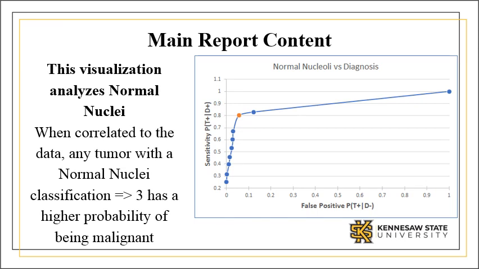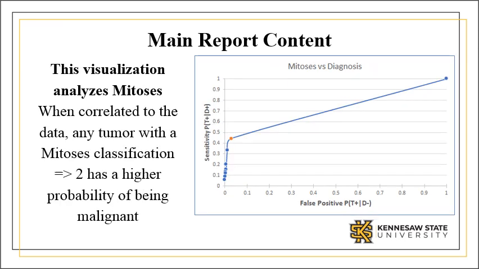In this next visualization, we analyze normal nuclei. When correlated to the data, any tumor with a normal nuclei classification equal to or greater than 3 has a higher probability of being malignant. In this next visualization, we analyze mitosis. When correlated to the data, any tumor with a mitosis classification equal to or greater than 2 has a higher probability of being malignant.